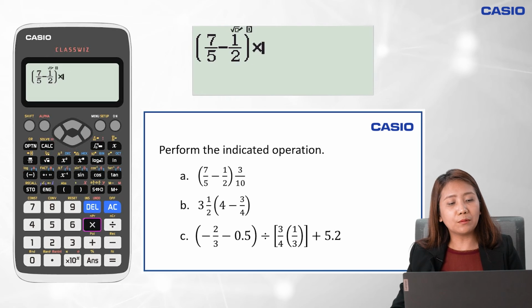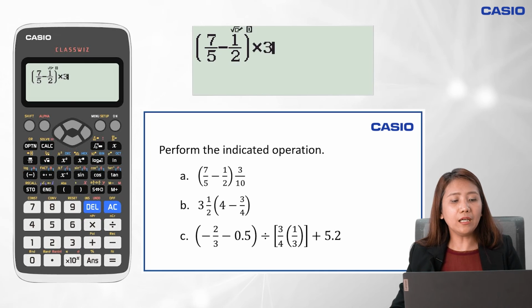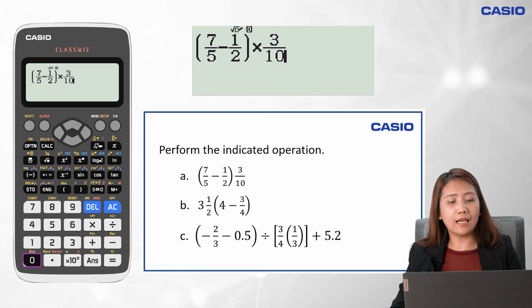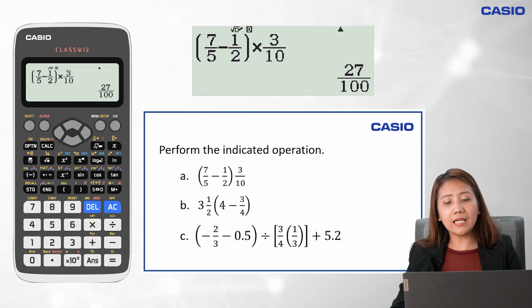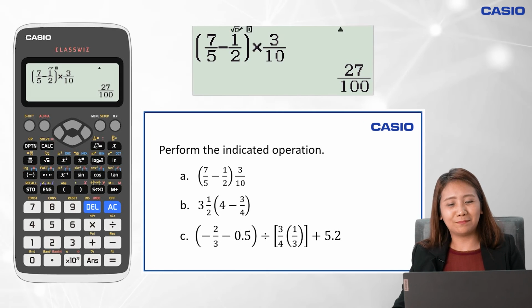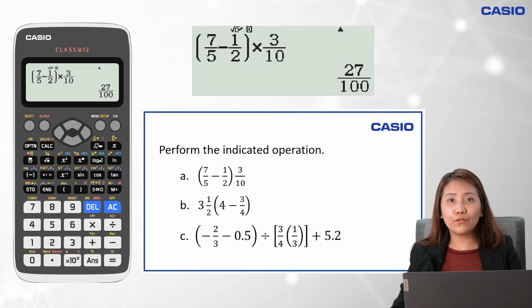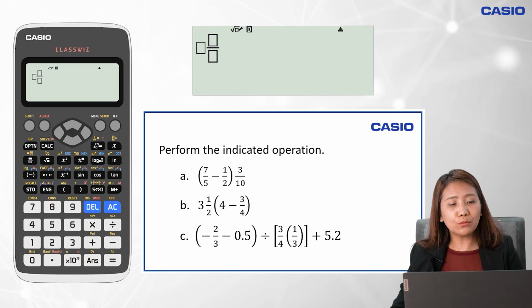Then, we multiply that quantity with 3 over 10. So we key in 3, fraction key, and 10. We click on equal sign, and the value is 27 over 100. Let's answer the second item, B. First, we key in shift, fraction key. We input the whole number, arrow right, followed by the fraction, which is 1/2, 1 in the numerator, arrow down, and 2 in the denominator.